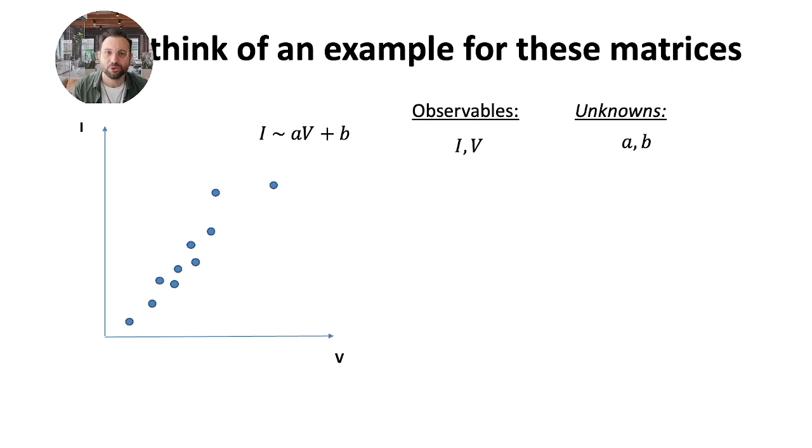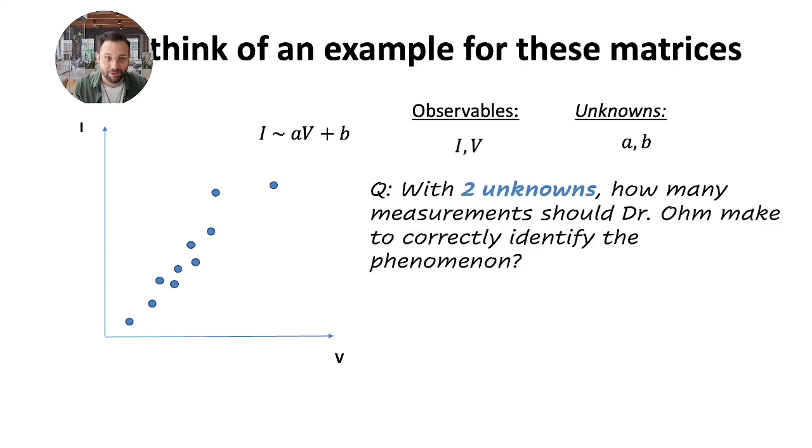So we have two observables, I and V, the current and the voltage, and we have two unknowns, A and B. With two unknowns, one can ask how many measurements Dr. Ohm should make to correctly identify the phenomenon. Identifying the phenomenon means finding A and B, finding the two unknowns.